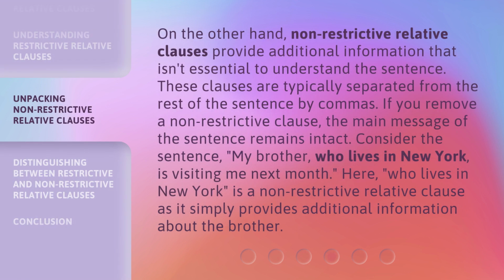On the other hand, non-restrictive relative clauses provide additional information that isn't essential to understand the sentence. These clauses are typically separated from the rest of the sentence by commas. If you remove a non-restrictive clause, the main message of the sentence remains intact. Consider the sentence, "My brother, who lives in New York, is visiting me next month." Here, "who lives in New York" is a non-restrictive relative clause as it simply provides additional information about the brother.